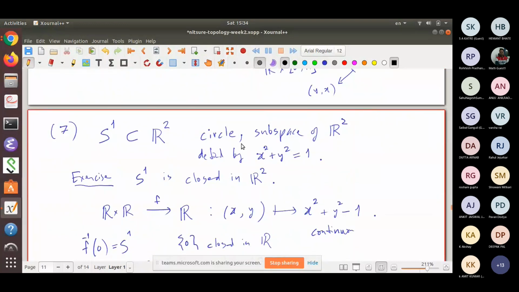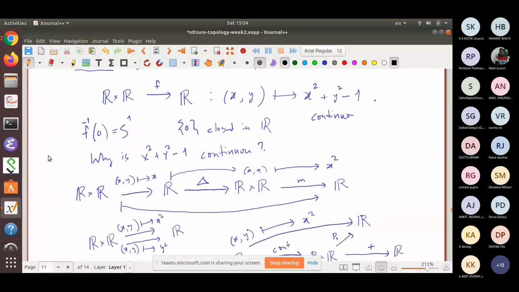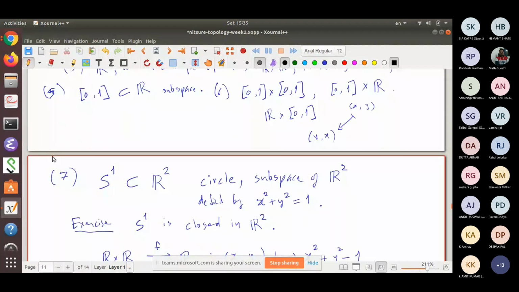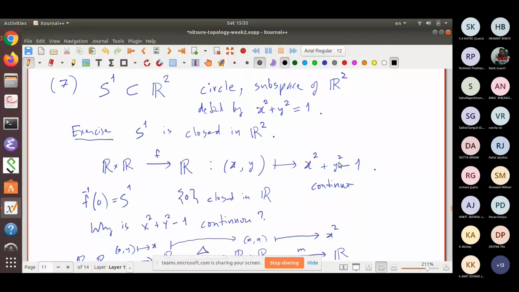Then we introduced the circle. The circle we introduced by this equation. And then I asked you to show that the circle is closed. At that point, we gave two proofs. The first proof entirely relied on these basic exercises that addition, multiplication, constant, etc. are continuous. The map (x, y) going to x squared plus y squared minus 1 is built up of one multiplication of x with itself, and that comes from a projection. First take (x, y) to its projection x. The projection map is continuous, then the square map is continuous, and a composite of continuous maps is continuous. So x squared is a continuous function on (x, y). Similarly, y squared is a continuous function.